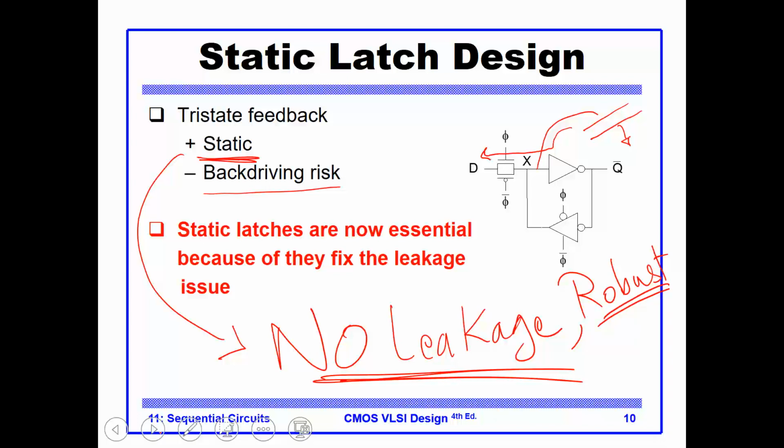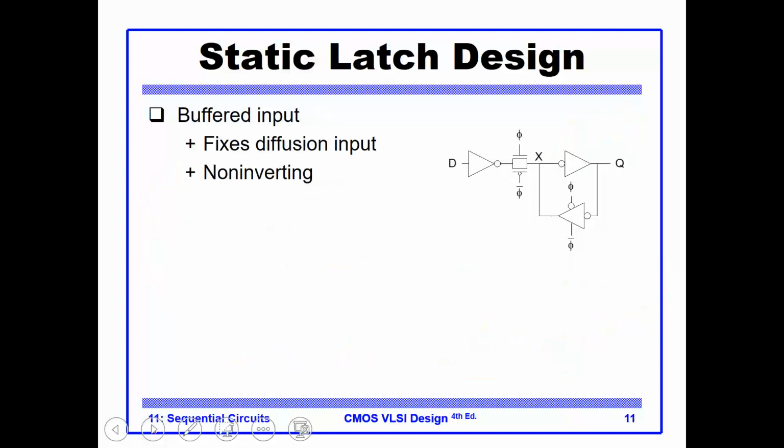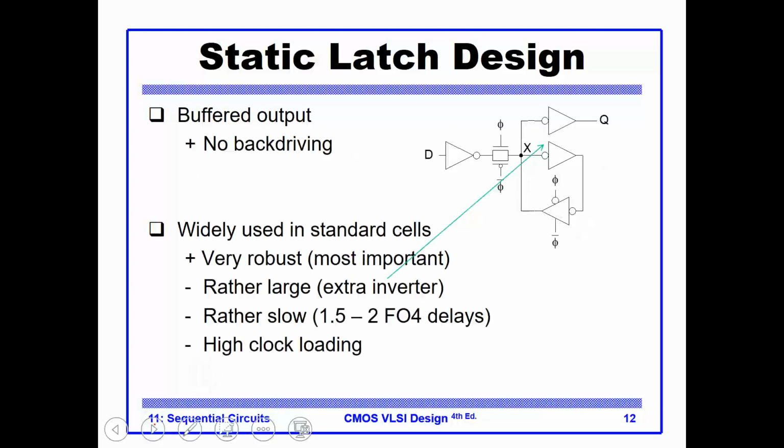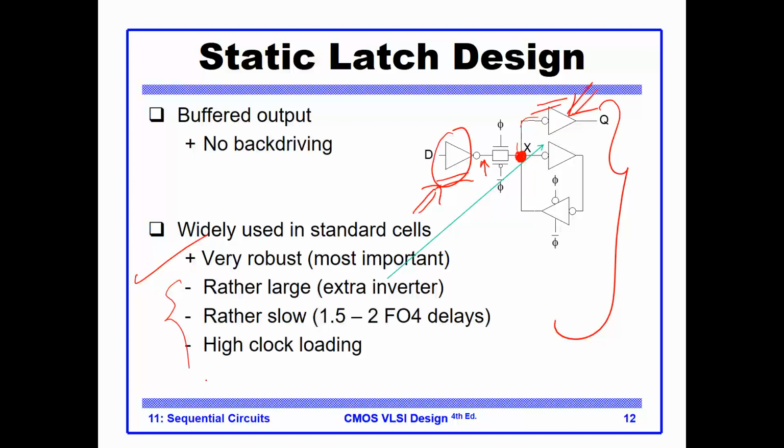Now you can start to fix it here and there by saying, okay, let's protect the input, for instance, and later let's protect the output. So every time you add something, you're adding devices. Here you are protecting the input diffusion, so we added an inverter. Here you're protecting this critical signal which stores the data, so we added an inverter to protect it from back driving. So now you have added more devices to fix issues. But anyway, this type of latch is very robust, with extra sizing here and there.